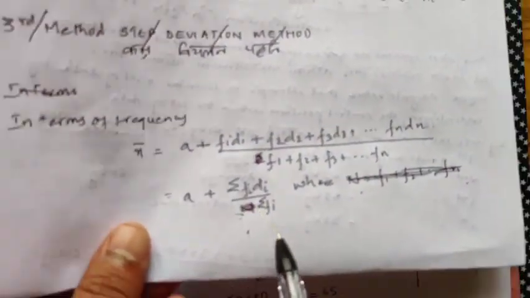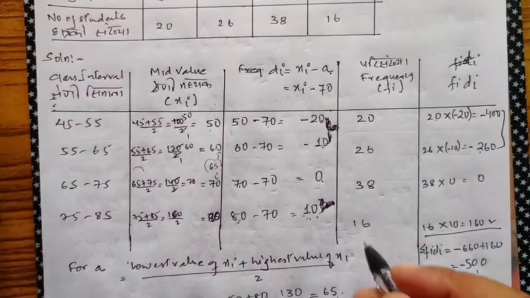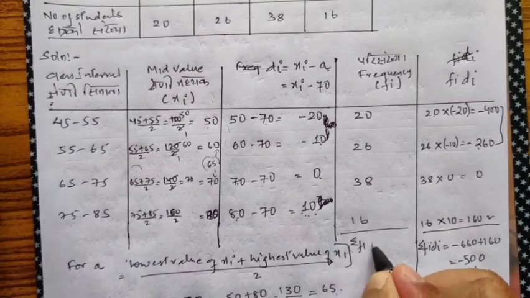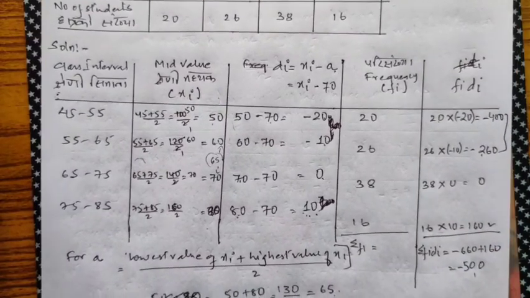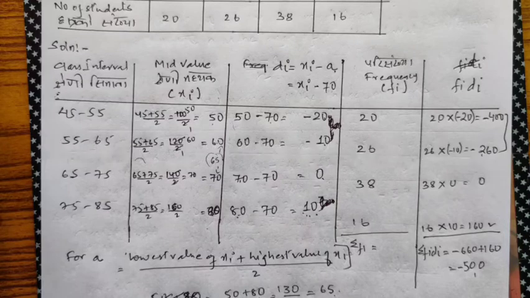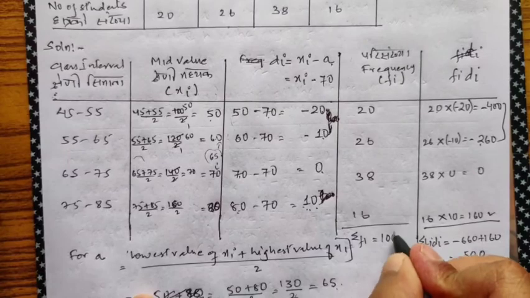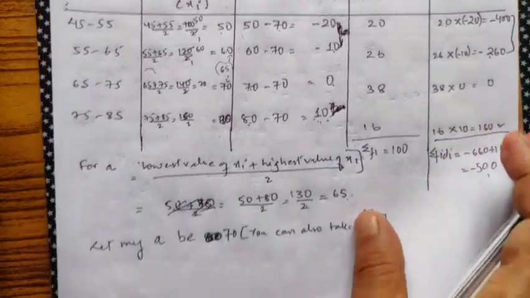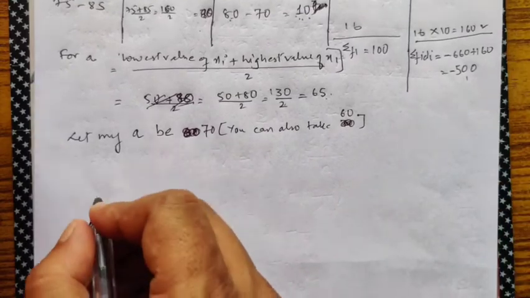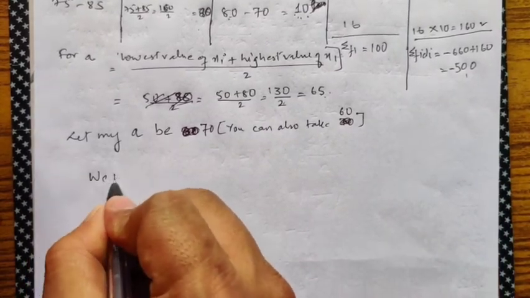So summation fi is this one. Add, guys, how much? 20 plus 26 plus 38 plus 16. I want to see the rough work. Don't use a calculator. I'll end up getting 100. So now I have everything.